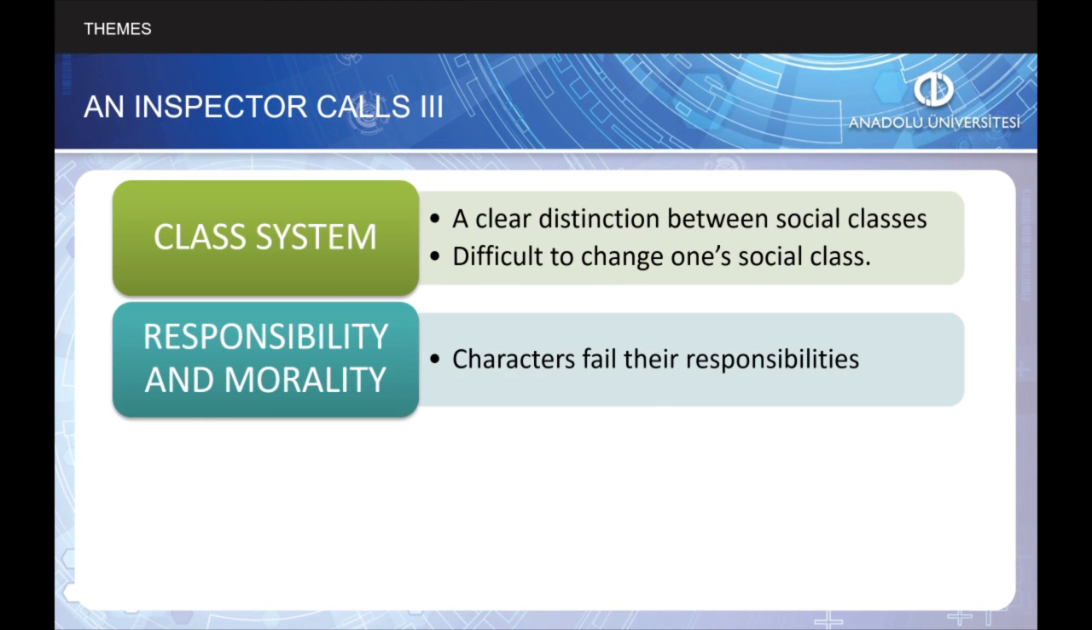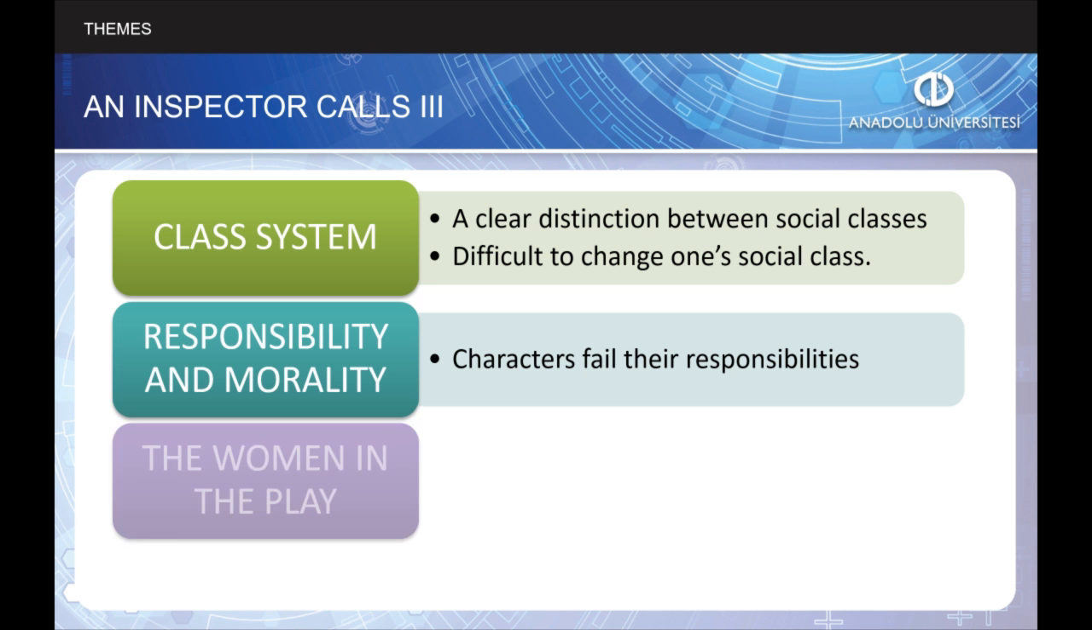The second theme is about responsibility and morality. Several characters in the play fail their responsibilities. Mr. Birling fails his responsibilities towards his workers by not paying them sufficiently. Mrs. Birling fails her responsibility in her charity work by refusing to let Eva be helped by the charity organization. Gerald and Eric also fail in their relationship with Eva. So although they have no apparent responsibility in any crime, their actions can be interpreted as immoral.